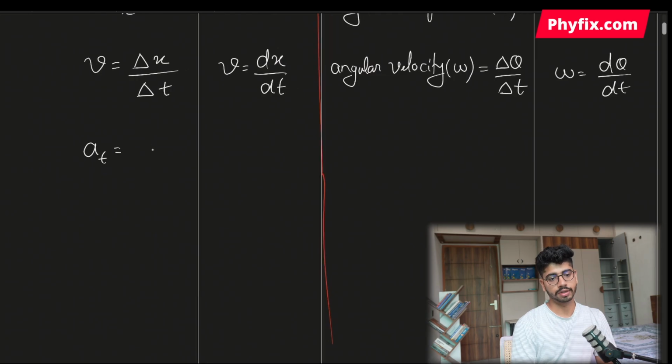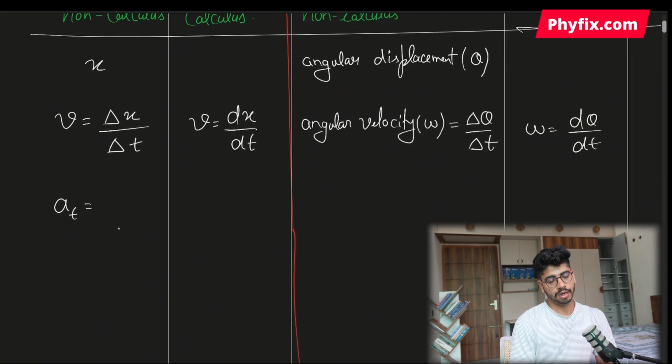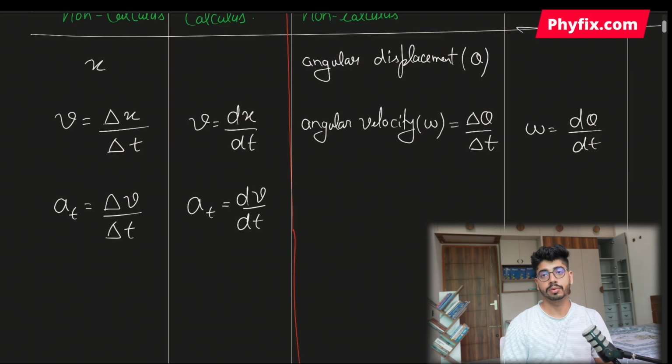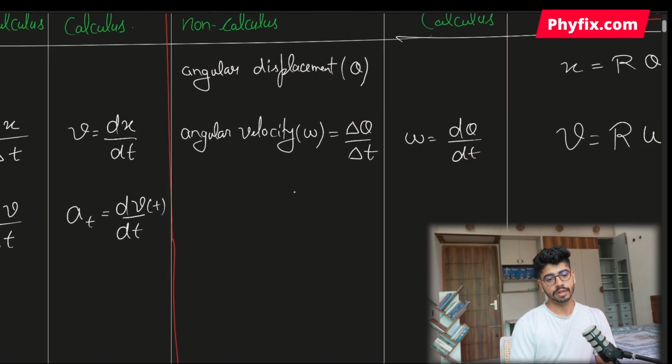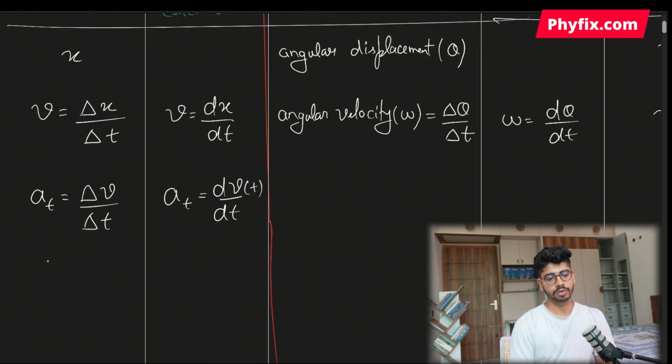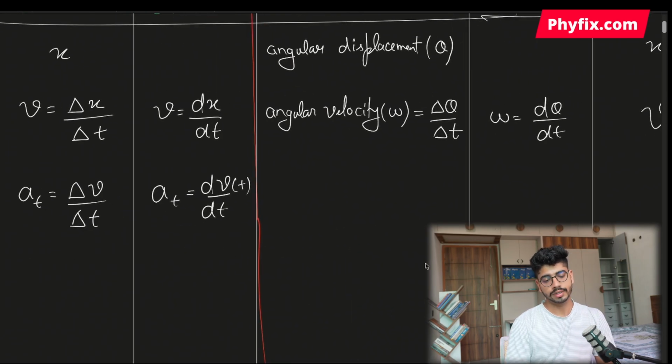This is tangential acceleration. We defined it in linear kinematics as the rate of change of velocity, dv by dt in the calculus case. The tangential acceleration is dv by dt, the derivative of the velocity function with respect to time. Now we have the angular velocity.